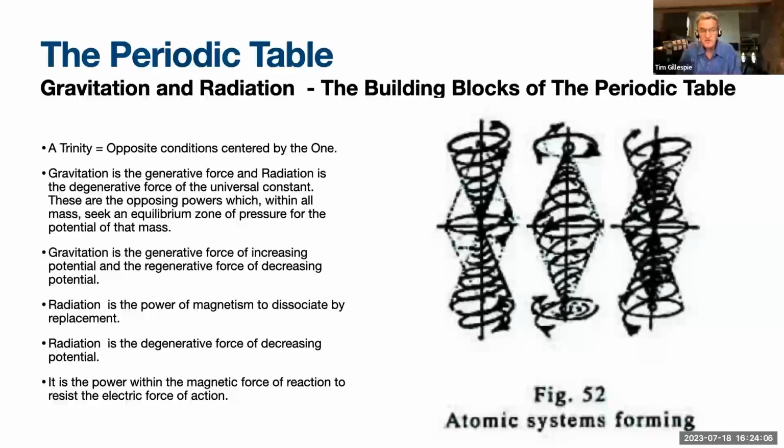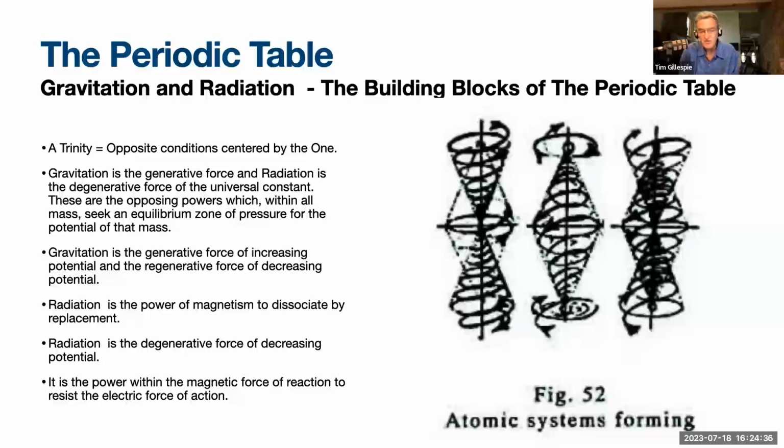Gravitation and radiation form a trinity. And just to refresh your mind, a trinity is opposite conditions centered by the one. So whatever the subject is, with humans it'd be man, woman. In this case, when you're talking about the basic fundamental forces in the universe, it's gravitation and radiation. Gravitation is compression. Radiation is a release from compression. And these are the two forces.